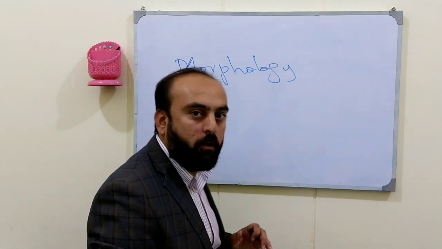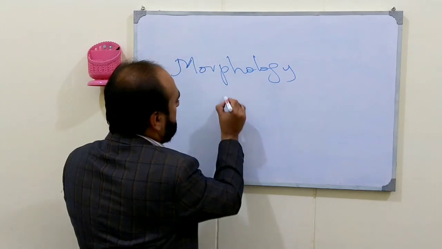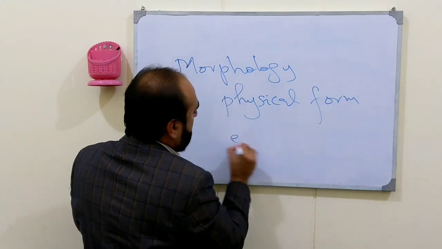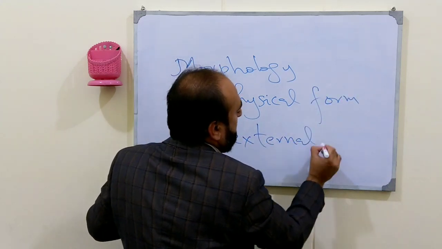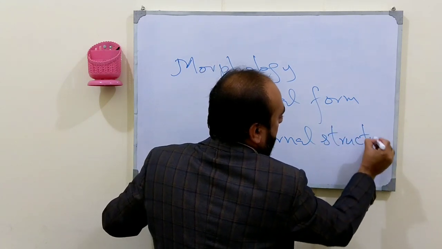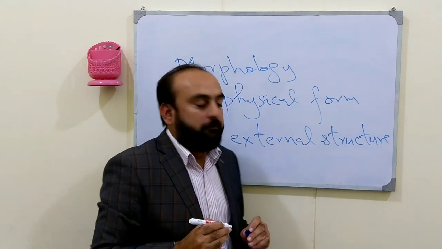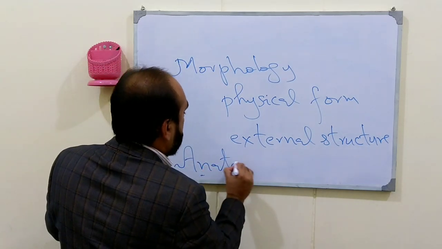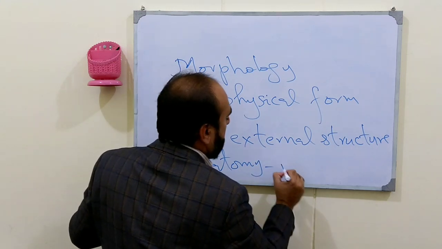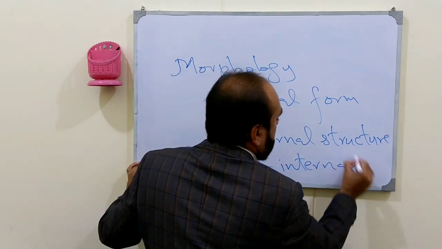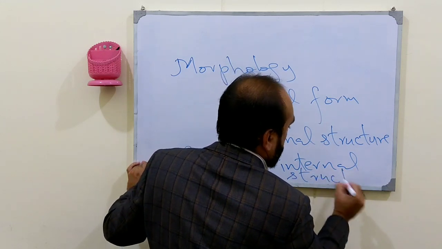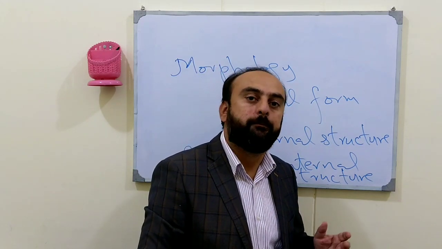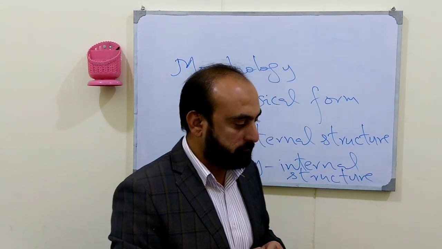Plant morphology or phytomorphology deals with the physical form and external structure of plants. Whereas plant anatomy deals with the study of internal structure of plants. Plant anatomy is mostly studied at the cellular or microscopic level.